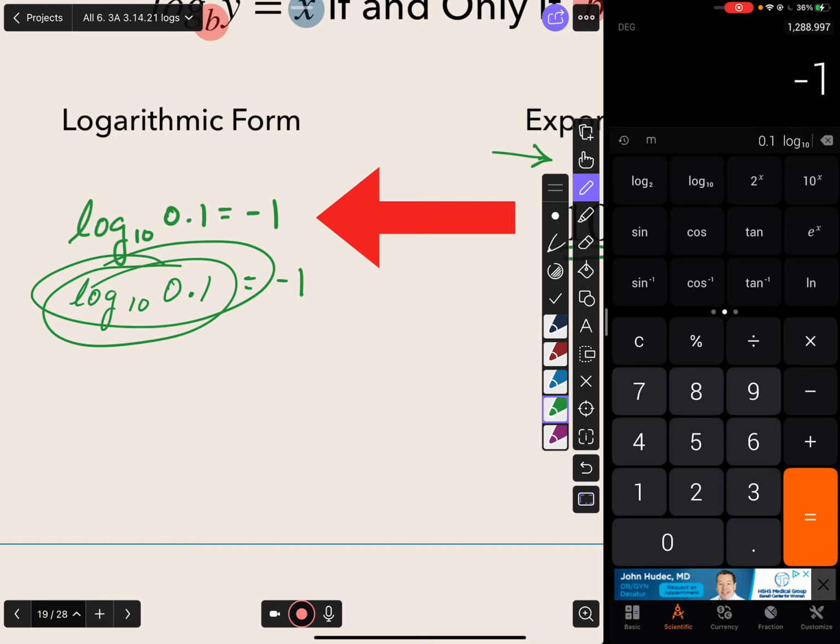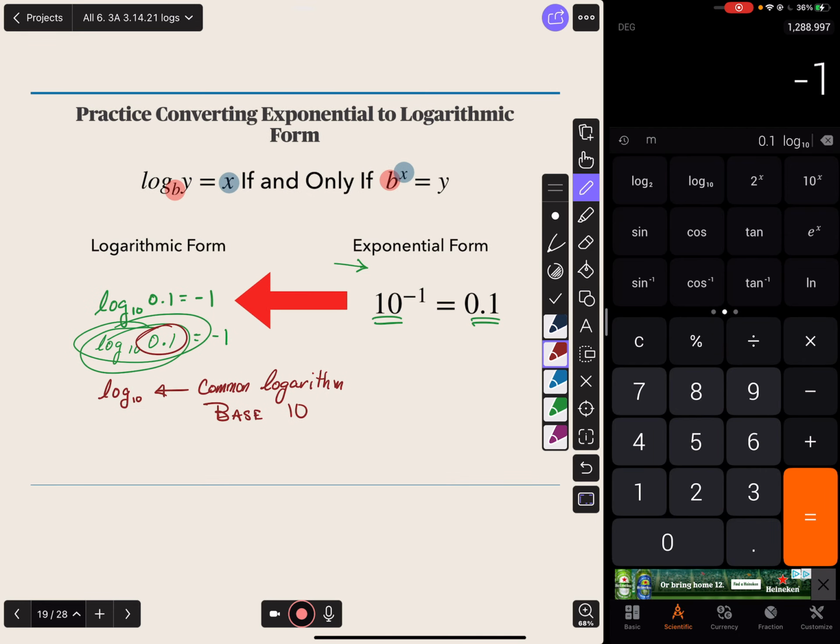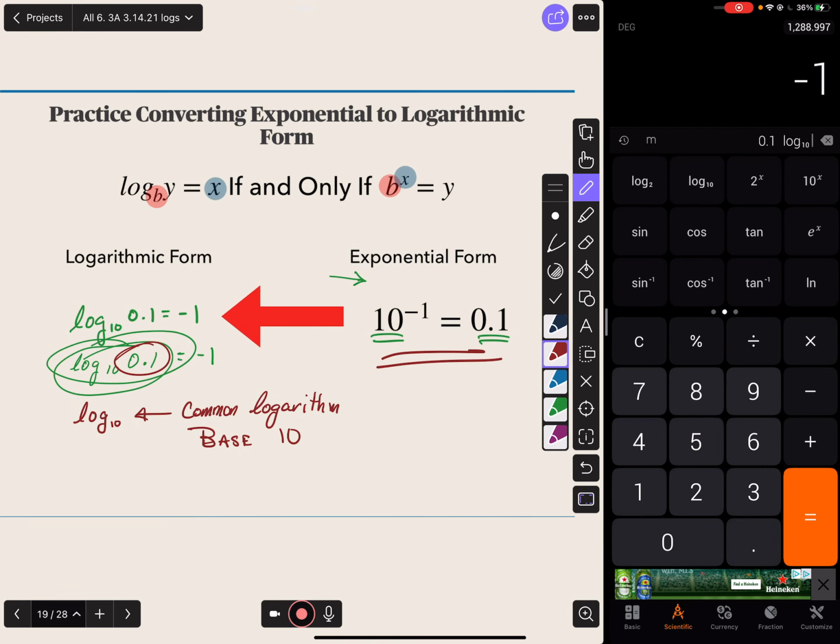In fact, if your calculator doesn't look like mine, you may just have a log button. This is called the common logarithm. Common logarithms are always the same base. They're just base 10. So when your calculator just says log, it is saying log base 10. So you should be able to type in 0.1 on your calculator, hit that log button, and it'll tell you -1 is the answer. Now we didn't need to do that on our calcs because we already had the relationship here.